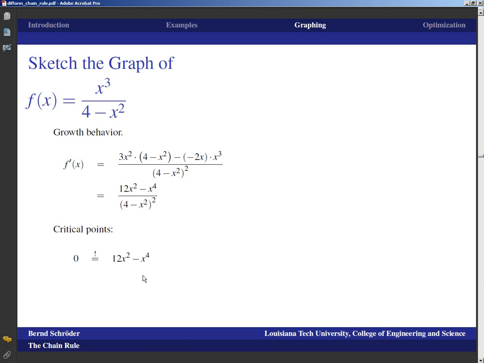Critical points for this thing are the zeros of the numerator. So you set the numerator equal to 0, and here we can factor out an x squared. And so that's x squared times 12 minus x squared, and that means that the critical points are x equals 0 and x equals plus minus root 12, so minus root 12 and root 12. And if we're setting the denominator equal to 0, 4 minus x squared equals 0 gives us critical points negative 2 and 2. So this time we've got 5 critical points, so we need a number line with 5 critical points. Things are going to get a little bit squeezed.